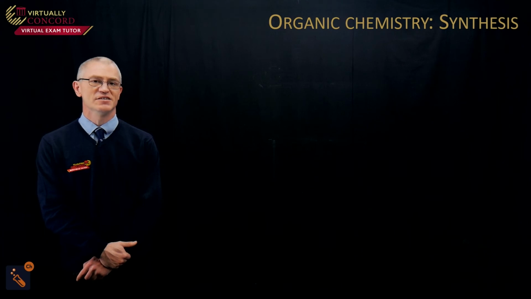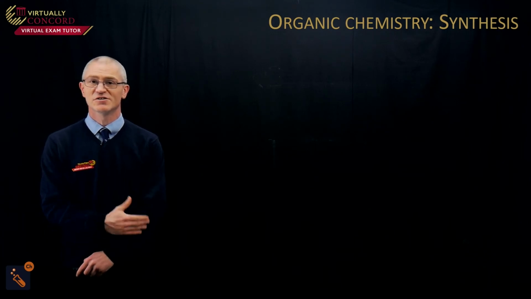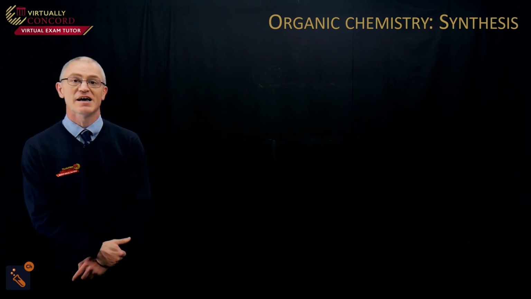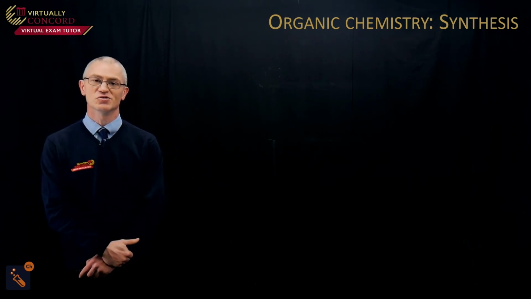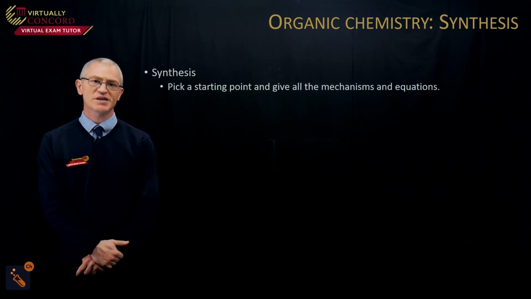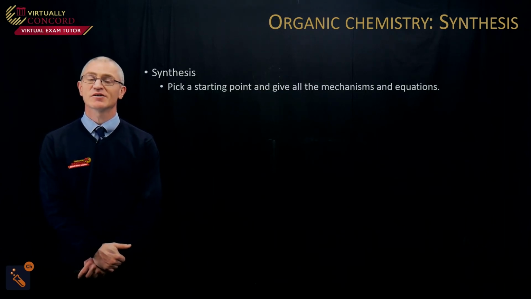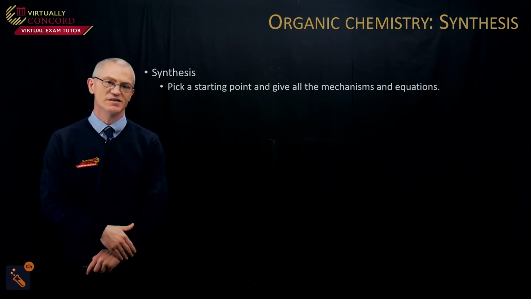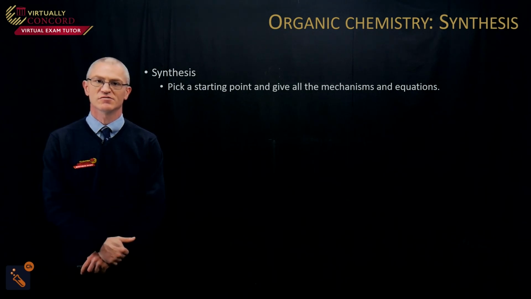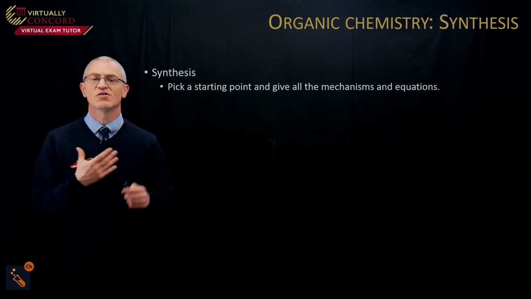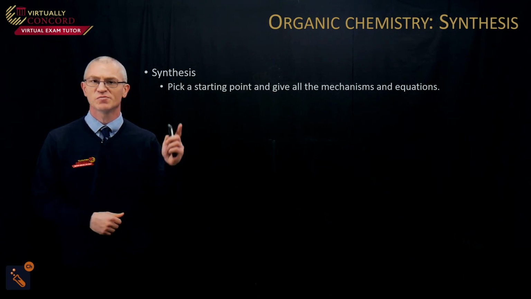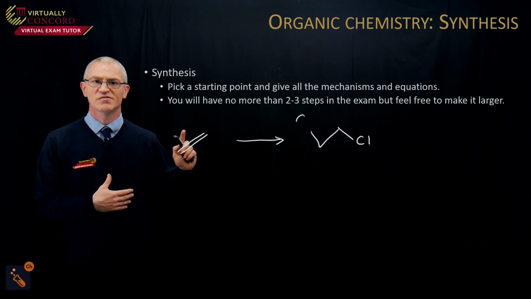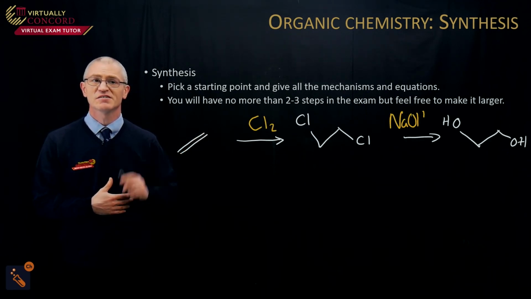But let's talk about the synthesis example that I talked about. This is really good for organic chemistry revision, and I use it in all my classes, and a lot of the students do tend to enjoy it. So what you do is you pick a starting point and give all the mechanisms and equations and any other relevant information, for example, the name of the reaction, whether it's nucleophilic addition, nucleophilic substitution, etc. You put all the information down for that synthesis. Now remember, you're picking the starting point, and therefore you're picking the end point. You'll have no more than 2 to 3 steps in the exam, but feel free to make it larger.